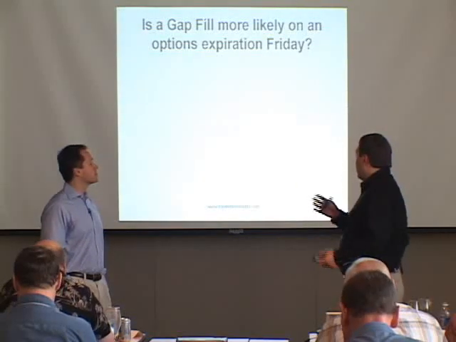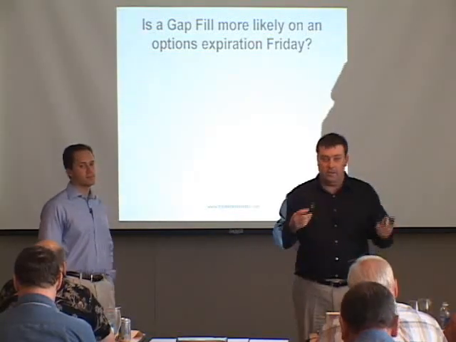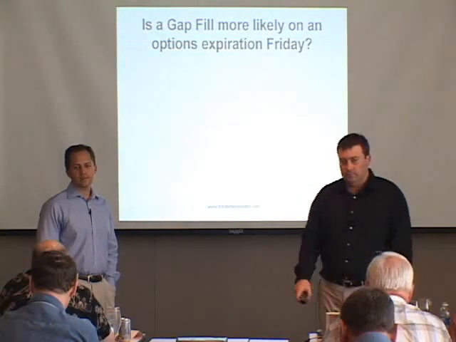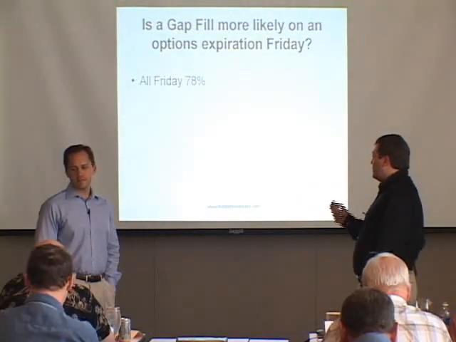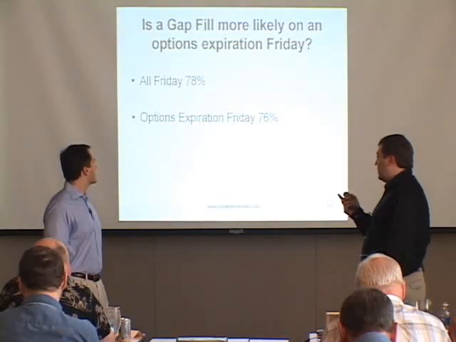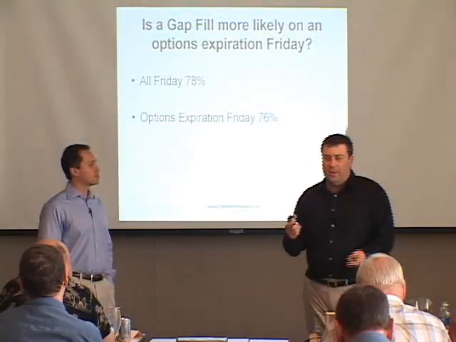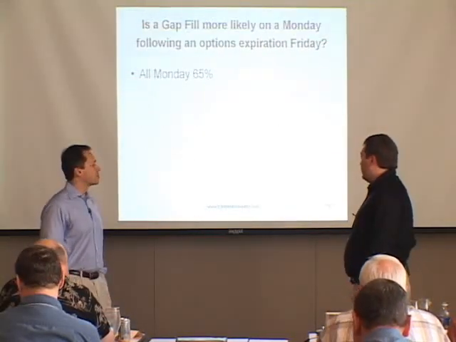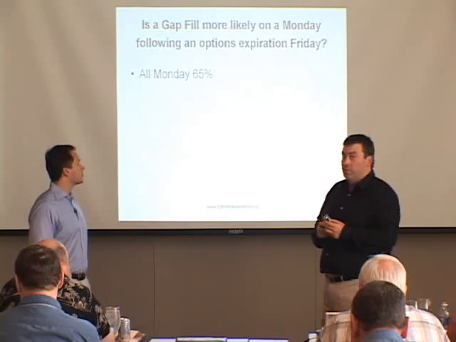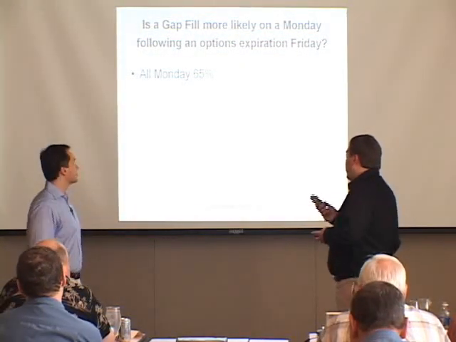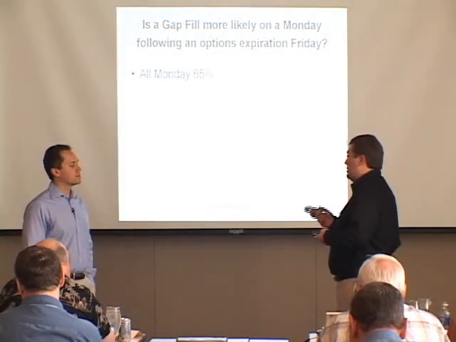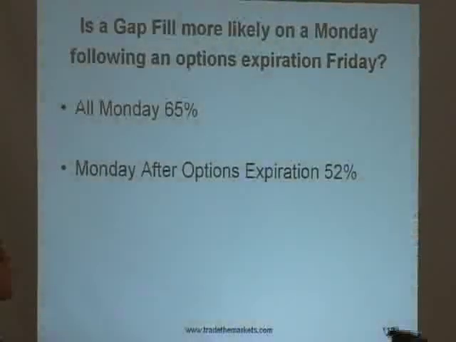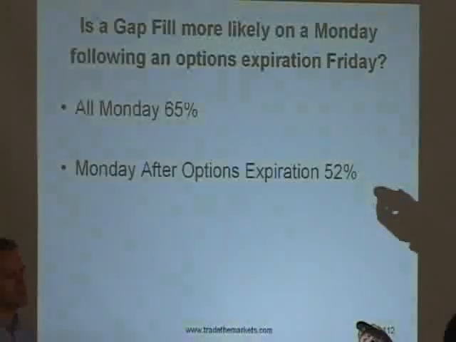All right, is the gap fill more likely on options expiration Friday? Yes or no? No. What's the percentage? All Fridays are 78%. Options expiration day drops by 2%. It's not a big drop, but you know it's going to affect it some. All right, answer is no. Is a gap fill more likely on a Monday following options expiration day Friday? All Mondays 65, it drops by 10% on Monday.